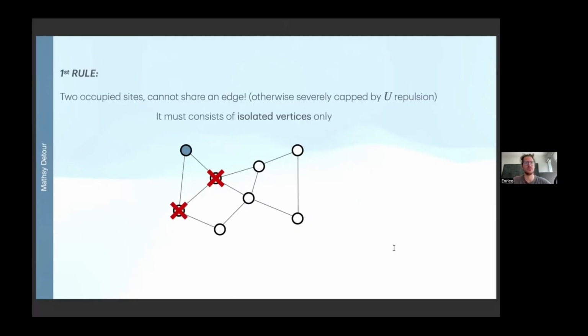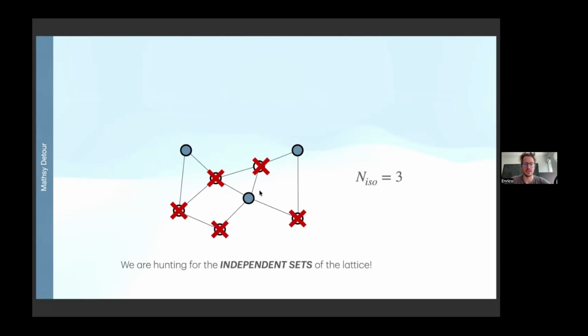The first rule was telling you that two occupied sites, two blues, cannot share an edge. Otherwise, you will be severely penalized by the Euro portion. So it means that the generalization of the checkerboard pattern must consist of isolated vertices. For example, if out of this network I take this vertex, I cannot pick also these two, and so on and so forth. And so here is a pattern that is a possible generalization of the checkerboard pattern that consists of only three isolated vertices. This is precisely what mathematicians call an independent set. So given a graph, an independent set of that graph is a subgraph that consists of only isolated vertices.